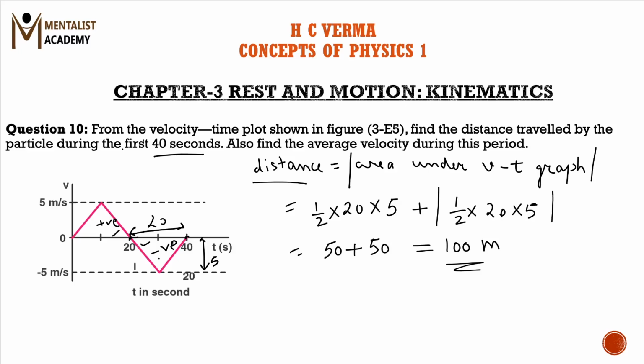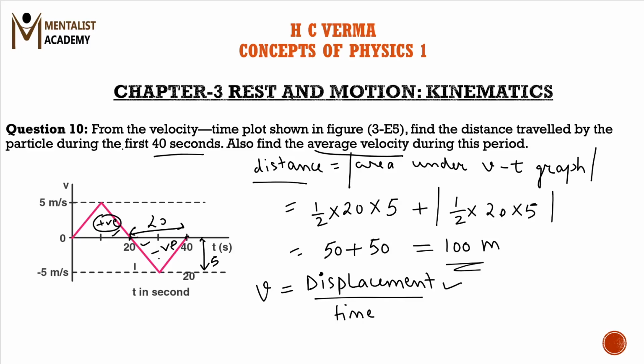Now we have to find the average velocity during this period. Average velocity is equal to displacement divided by time. Displacement divided by time. Now in the displacement, we are not only concerned with the magnitude but also the direction. In the first triangle, the direction is towards positive and in the second the direction is negative.